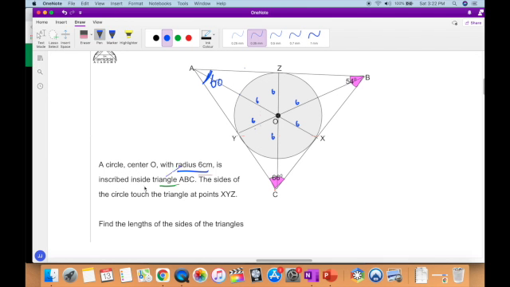The third thing I noticed is it's inscribed in a triangle. The sides touch the triangle at the points X, Y, and Z. So these points here are tangents. They're touching it at one point. That means I can start to think, well, what do I know about tangents? Tangents always touch a radius at 90 degrees. So this is 90 degrees here on both sides. This is 90, this is 90, this is 90, and this is 90. Because of that, I can notice that this is a 90-degree triangle.